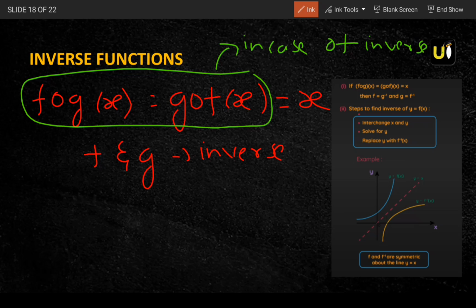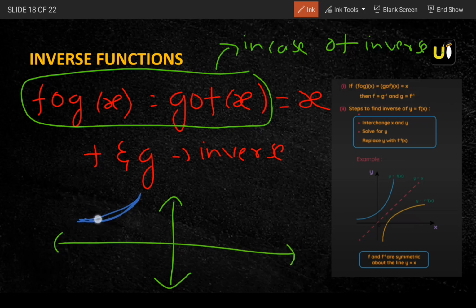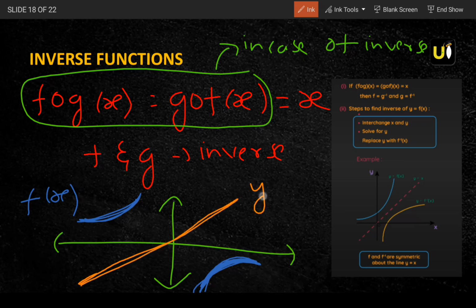Okay, so now we have another property here. For example, let's say this is the graph of some certain function f of x. Then the graph for this inverse would look something like this. That means simply this is the mirror image with respect to the line y is equal to x. Okay, so the properties of these inverse functions are, this is one of the properties.